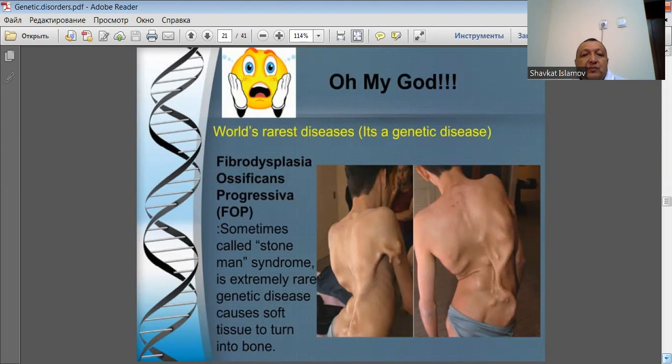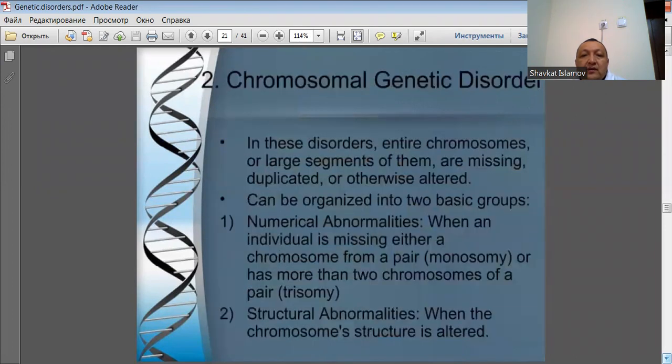1e. Fibrodysplasia ossificans progressiva, sometimes called stone man syndrome, is an extremely rare genetic disease that causes soft tissue to turn into bone.